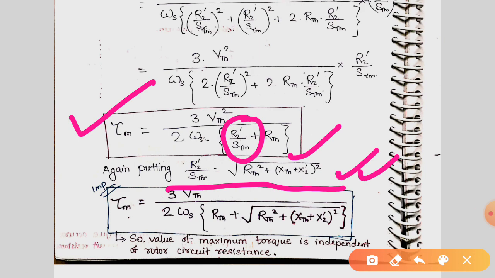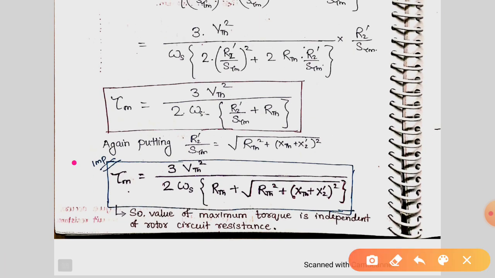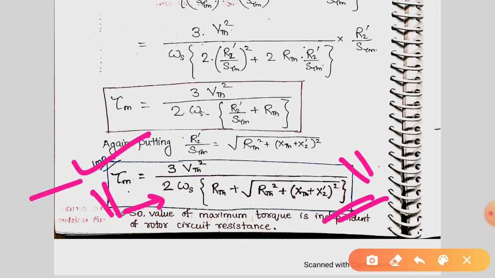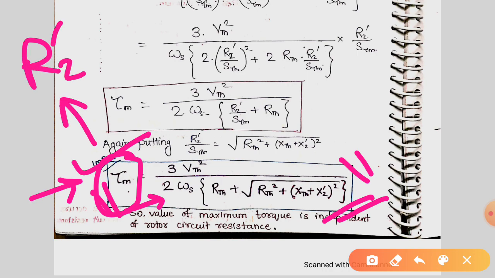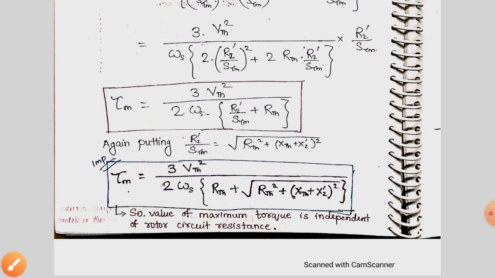As we have obtained the condition earlier, we can see that τm, or maximum torque obtained in the air gap, is equal to 3 VTH² upon 2 ωs times (RTH + the square root of (RTH² + (XTH + X2')²)). You must remember this formula, it's very important. You can easily obtain this formula, and we can see from this formula that this maximum torque is not dependent on the rotor circuit resistance. So we'll always get the maximum torque the same, while the slip at which maximum torque occurs can change.